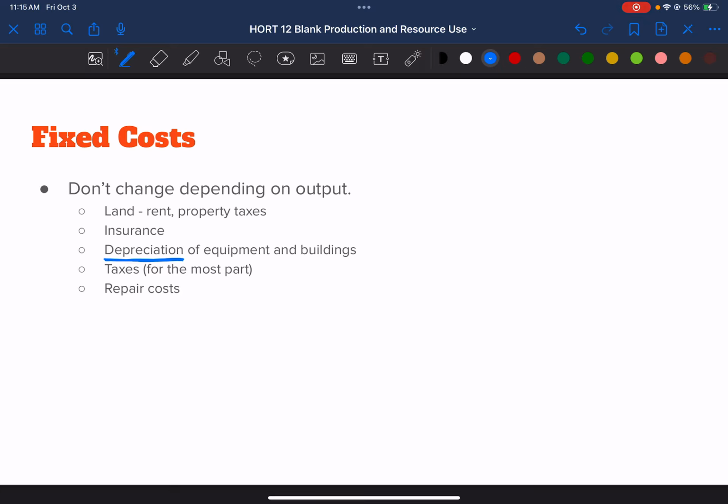Taxes are more or less fixed costs when you think about property taxes and business taxes. They change a little bit depending on how much you make, but overall they're the same. And then repair costs. These are for the most part fixed. You need to service your equipment every year. If you're using your tractor a lot more because you're producing a lot more, sure, you might have more repair costs, but in general, they're considered fixed costs.